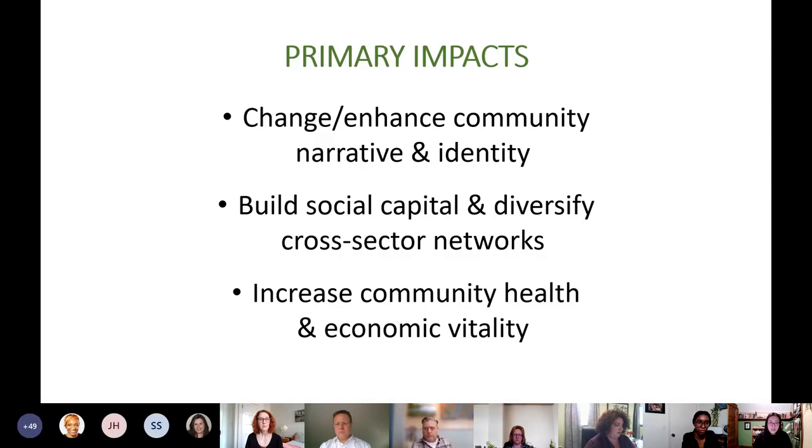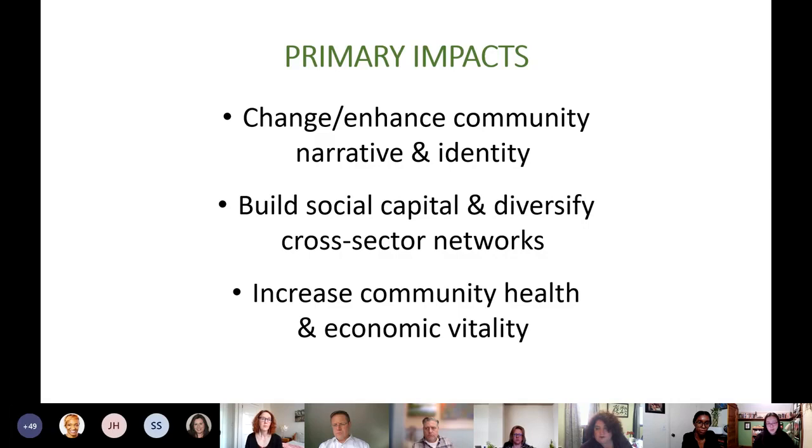And then there's also an external view of a community or a place. These projects can help outsiders understand what is happening in a place, what's unusual about it, what's interesting, and why they should go or why they should pay attention.